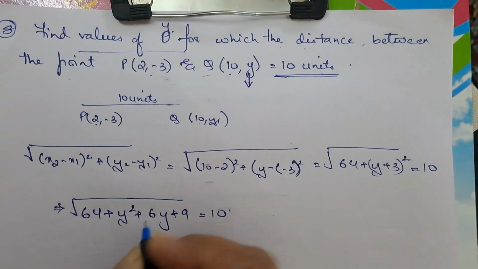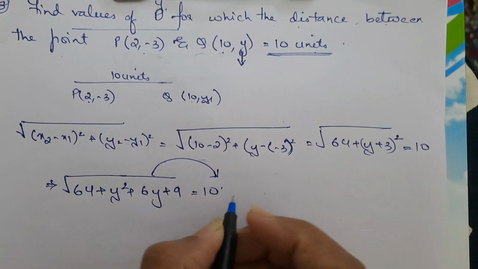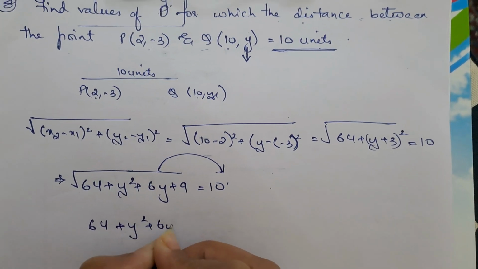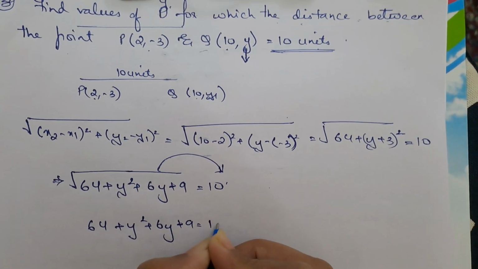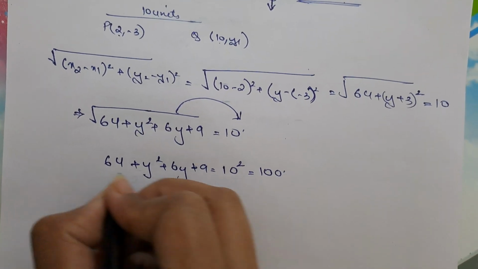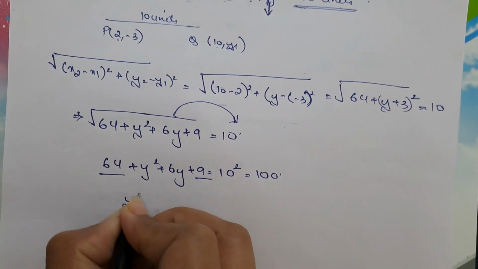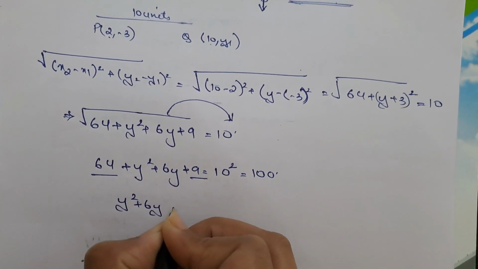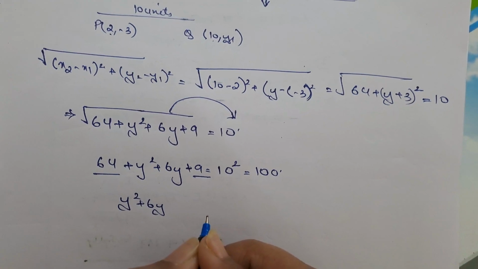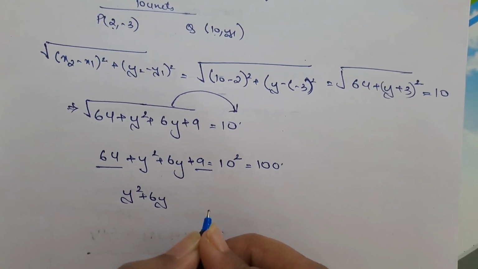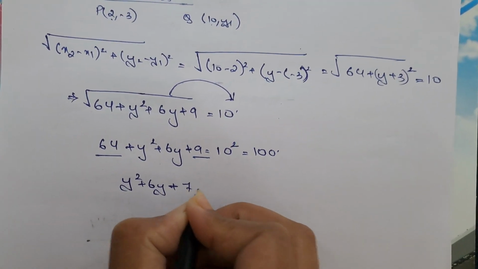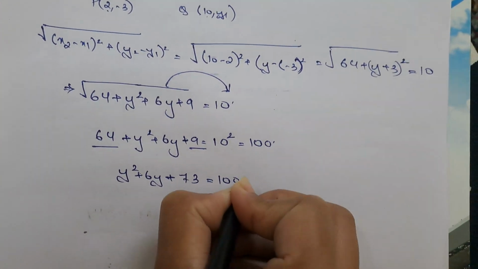Now to simplify this, I need to send this towards the other side. So when I'm sending it towards the other side, it becomes 64 plus y square plus 6y plus 9 is equal to 10 square, which is equal to 100. Okay, now just adding these two together, y square plus 6y, how does it become? It becomes 73, yeah, plus 73 is equal to 100 is what I get.